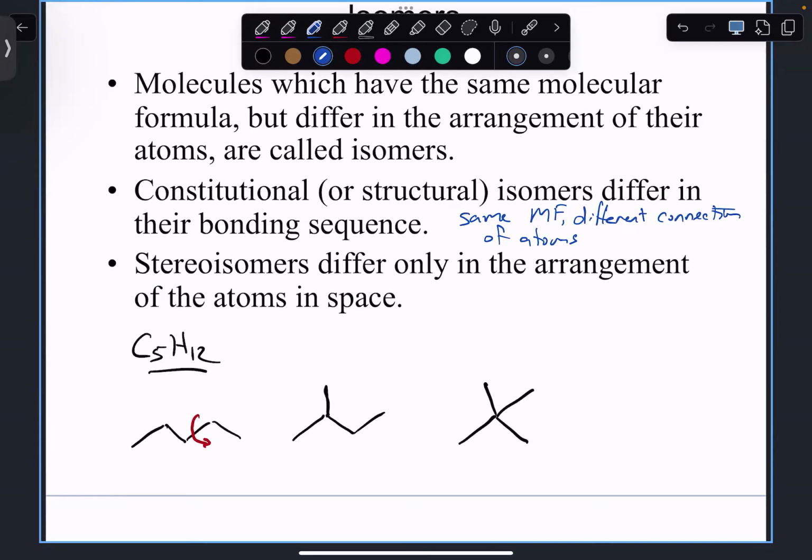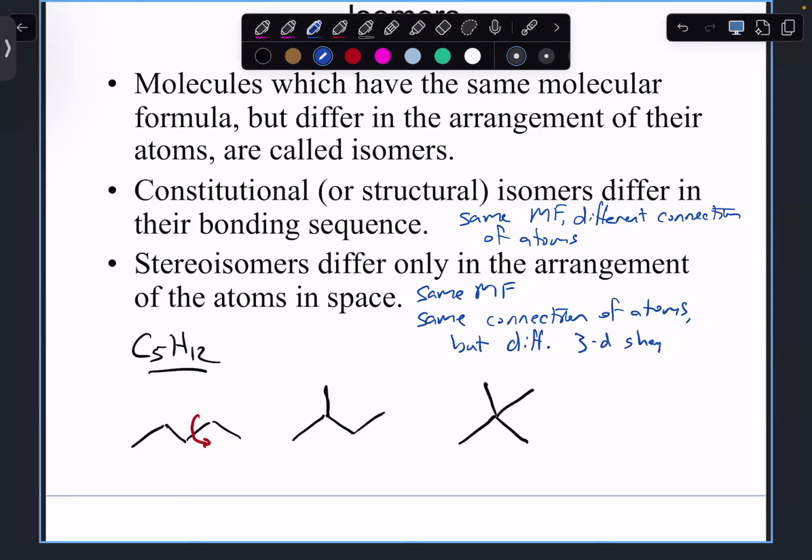A stereoisomer, on the other hand, is something that has the same molecular formula, same connection of atoms, but a different 3-dimensional shape. Or another way sometimes people will phrase it, a different spatial arrangement of atoms.